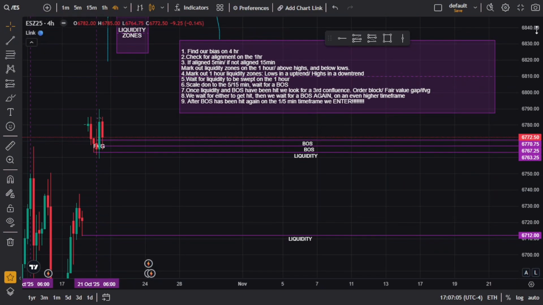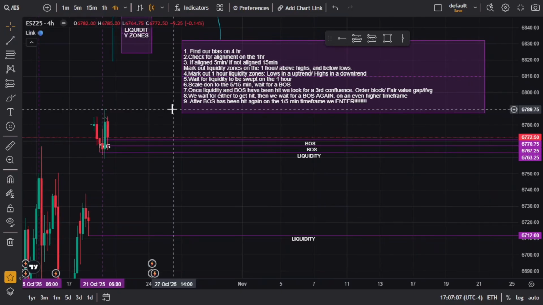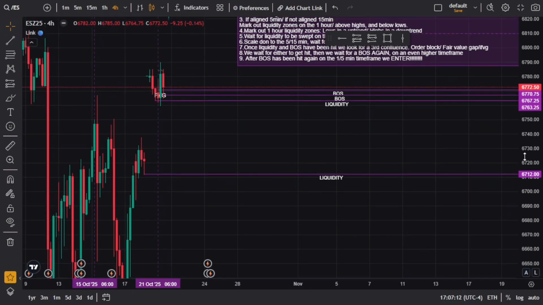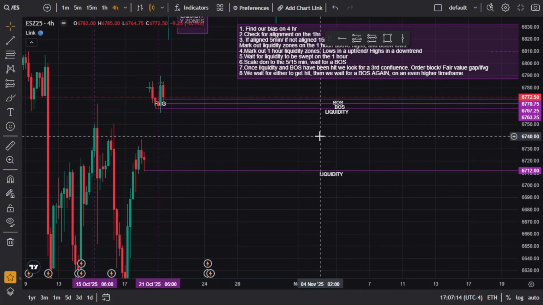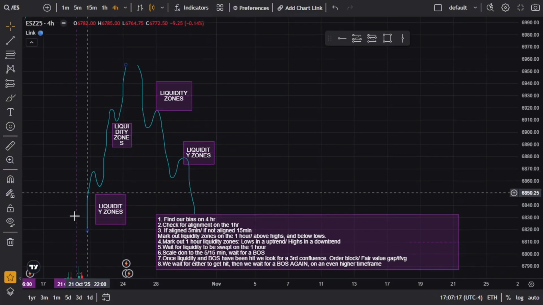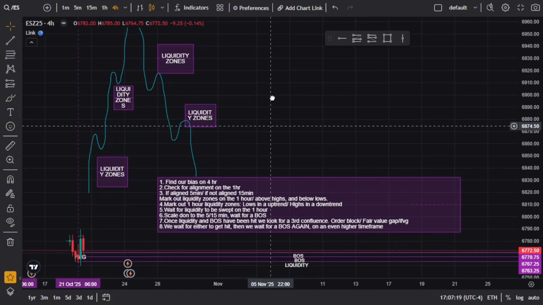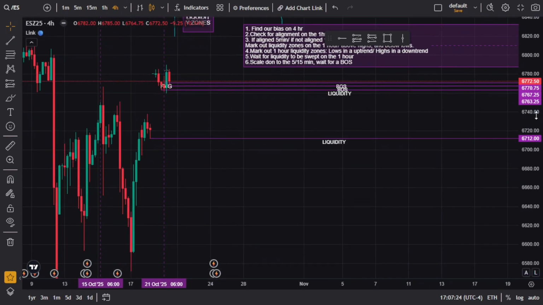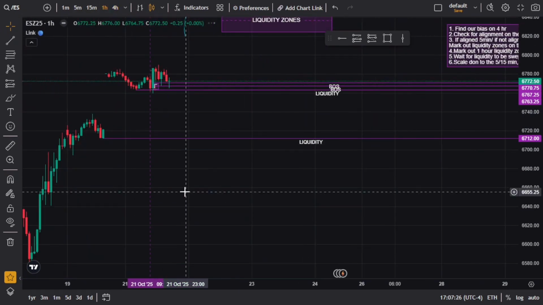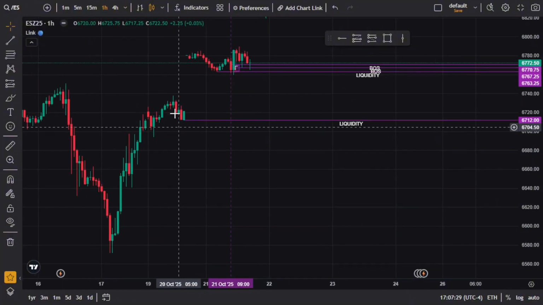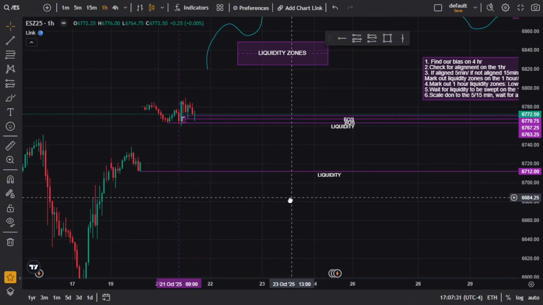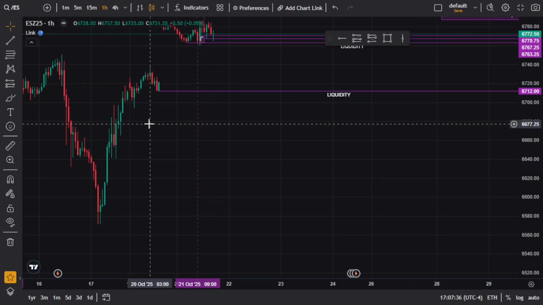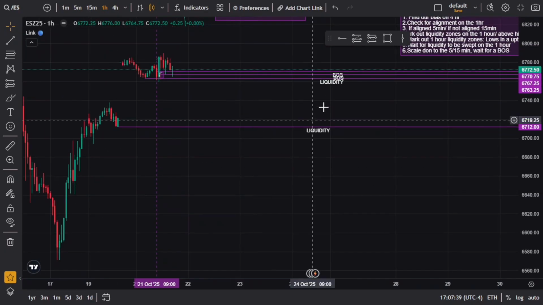And how step 2 works is we're checking for alignment on the 1-hour, meaning if our 4-hour is in alignment, we're gonna scale down. Like if on the 4-hour we're in an uptrend, right? And then we scale down to the 1-hour, and we're also in an uptrend here. Then we're in alignment, right? We're aligned with the 4-hour. We want both of them to be aligned. We want the 4-hour to say we're in an uptrend. We want the hour to say we're in an uptrend.